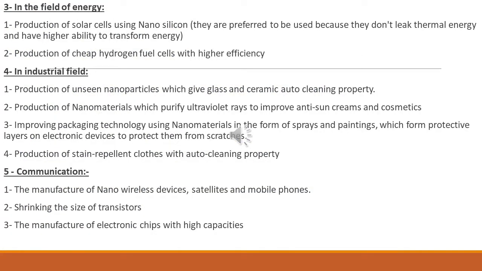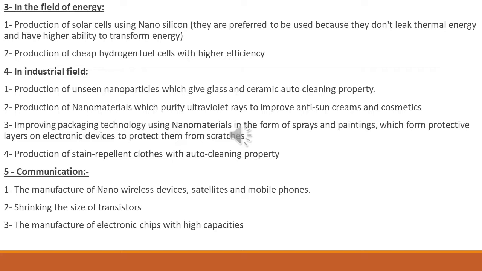Number three, in the field of energy, we can use nanotechnology in producing solar cells using nanosilicon and producing cheap hydrogen fuel cells with higher efficiency and low costs.